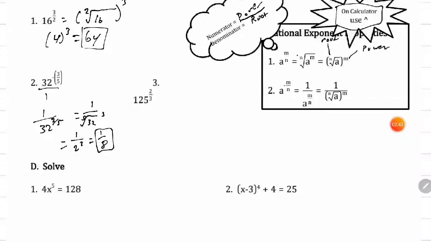So 125 to the 2/3 is the same thing as the cube root of 125 squared. The cube root of 125 is 5, and then 5 squared is 25. Let's do more.